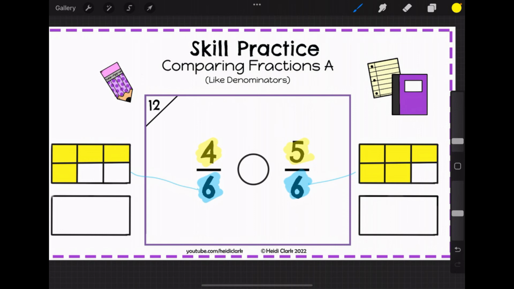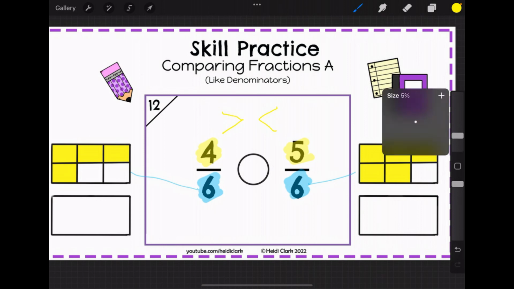Remember, if the denominator is the same, just look for the one that's more pieces because it's going to be split up the same no matter what, and the pieces will be the same size. So now let's draw our greater than or less than symbol. I usually think of it like a Pac-Man or an alligator, and it's going to eat the bigger fraction.